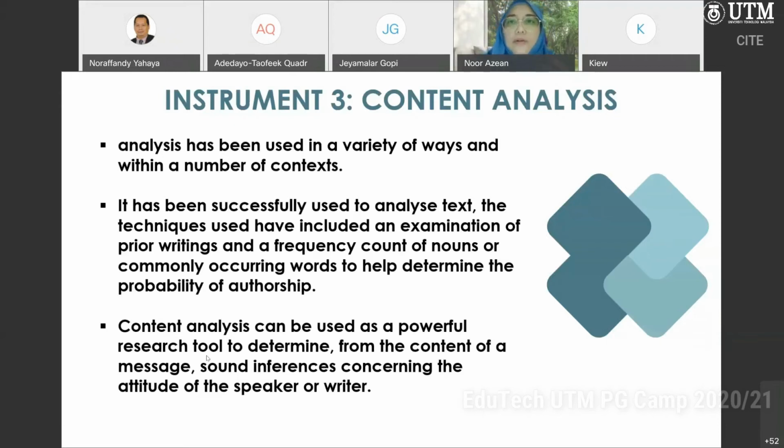Maybe we want to look at an academic paper. Content analysis can be used as a powerful research tool to determine, from the content of a message, inferences concerning the attitude of the speaker or writer, so how they feel and so on. It has been usefully employed as a descriptor of diverse research techniques, used for systematically collecting data. So this is content analysis. Sometimes we have the data and so on.